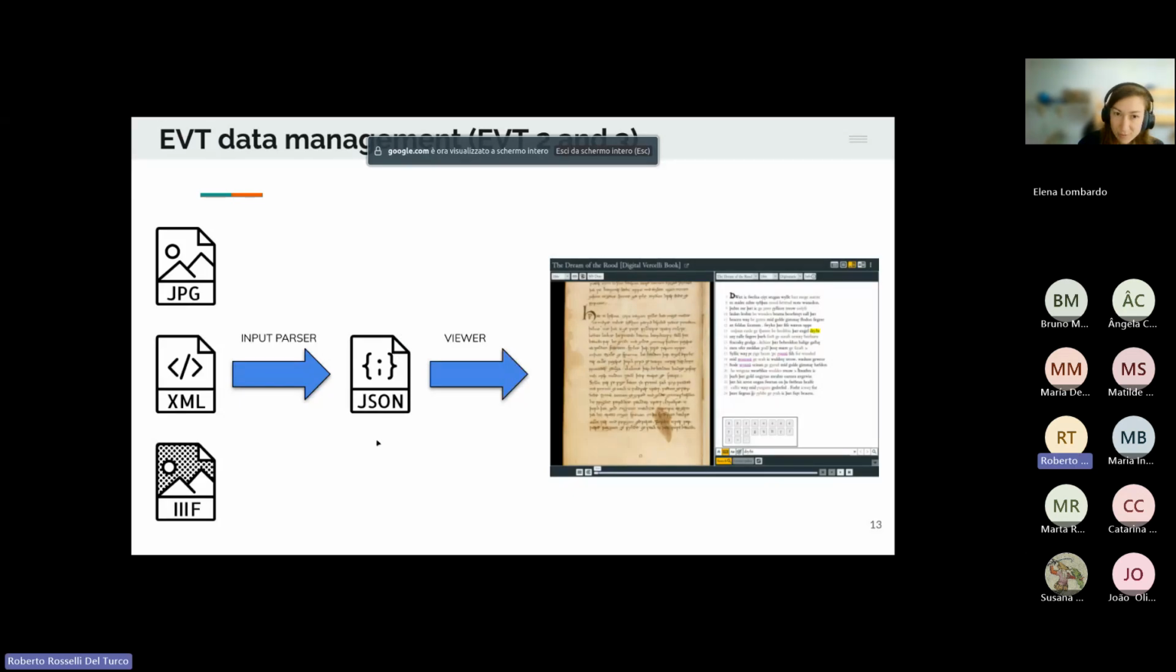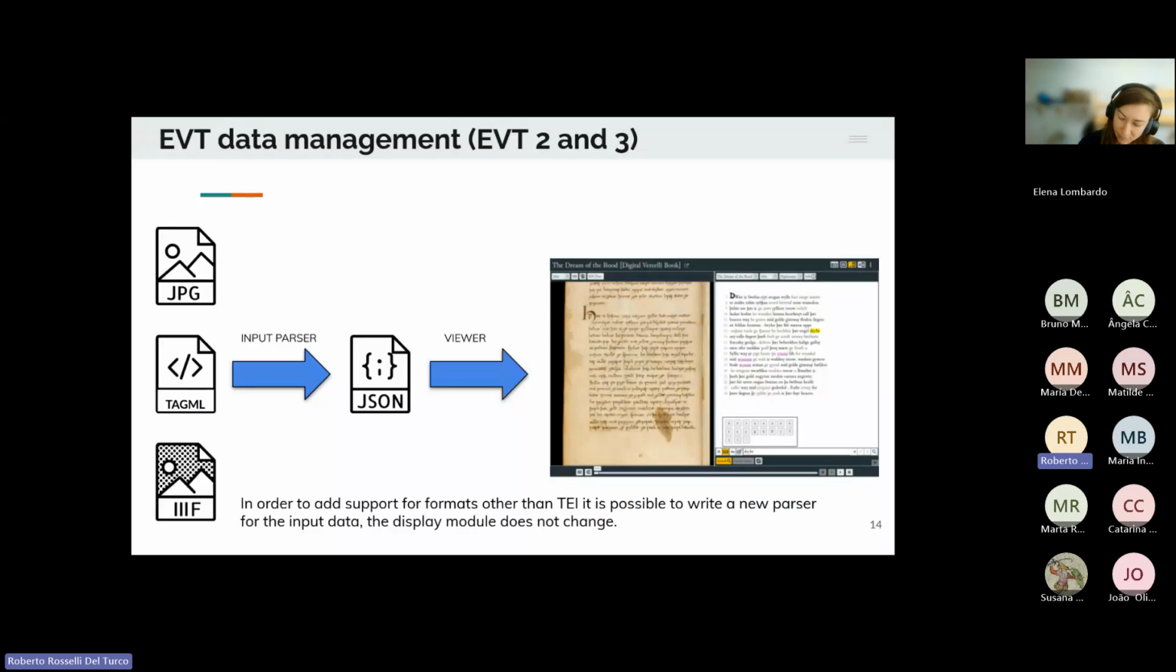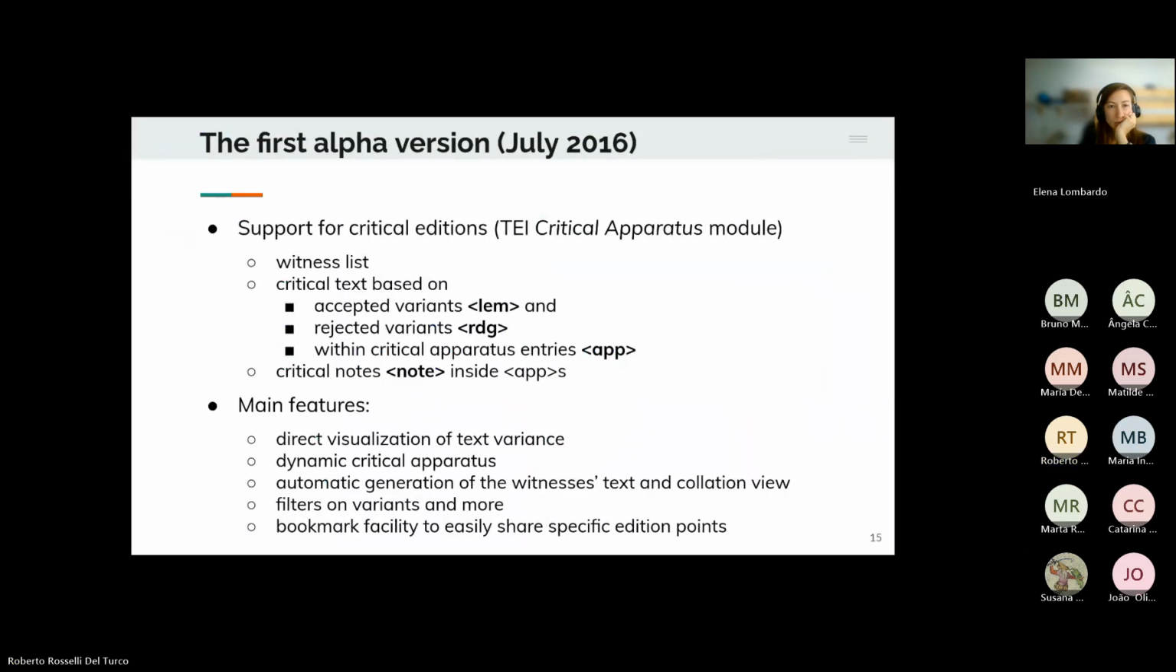So this approach is also interesting, and we decided to do it this way because if we wanted to add support for another markup language, we could do that by modifying the input parser modules, but the viewer would stay the same because it would rely on the JSON output. So this would simplify the implementation of a new feature aiming at supporting, for instance, TagML.